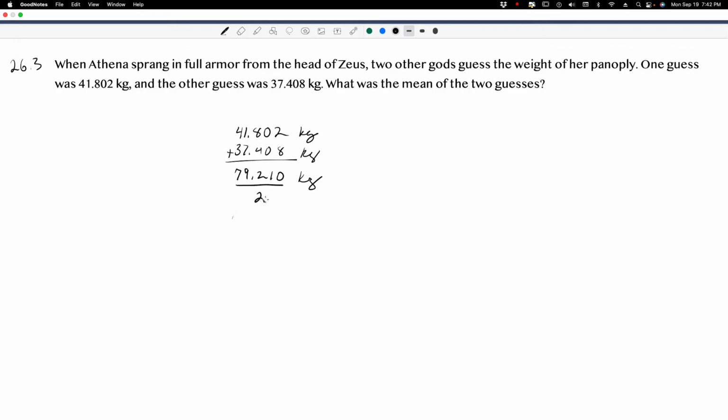Easy peasy. Okay, so again, we take the sum of all the guesses divided by the number of guesses, and that is the average. The average is the same thing as the mean.